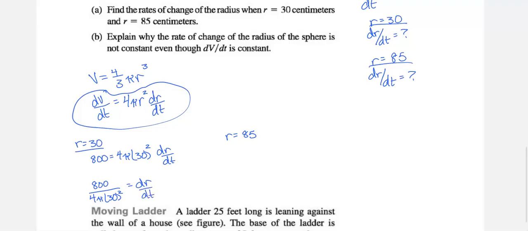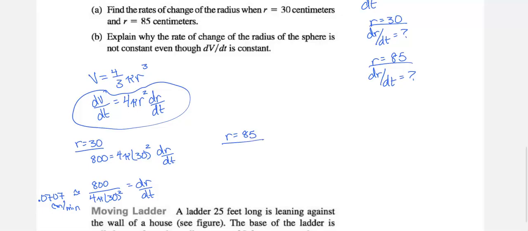I'm going to plug that into the calculator offline to get a decimal approximation. So my radius is changing at a rate of 0.0707 centimeters every minute.